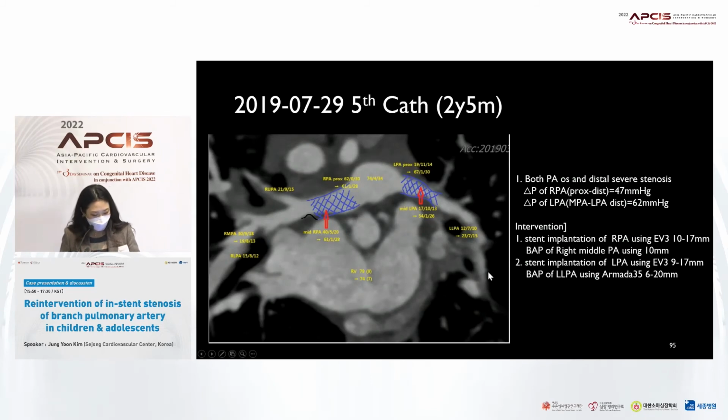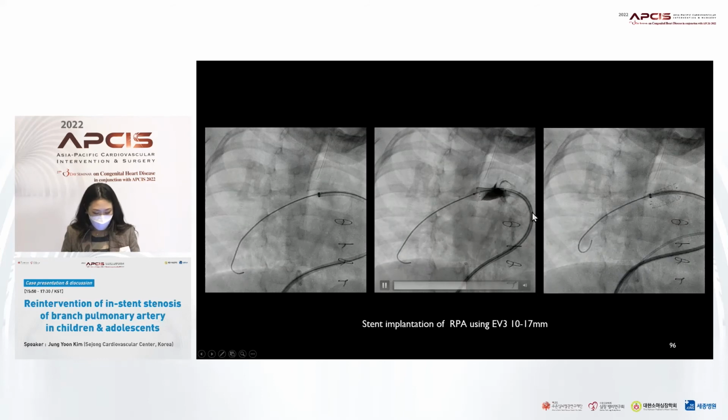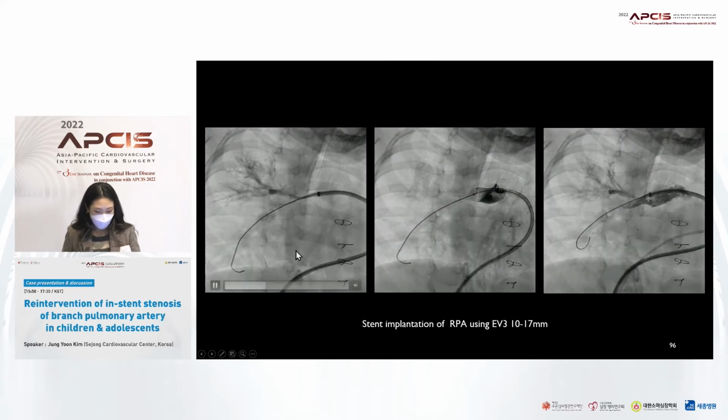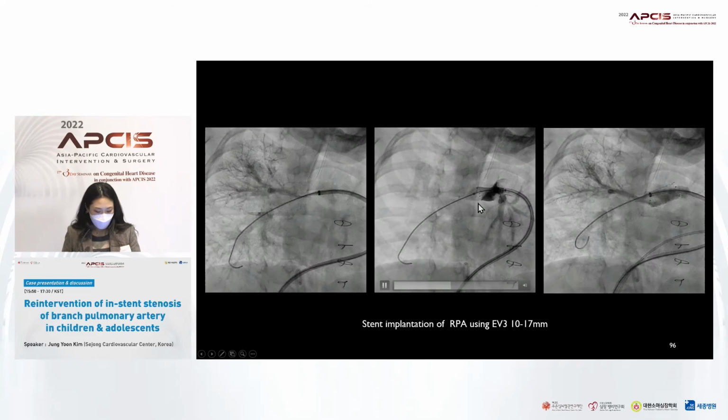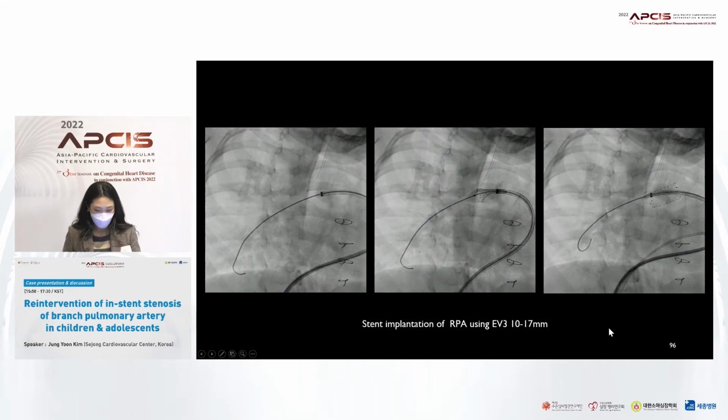Next, at the age of 2 years 5 months, the fifth cath also showed diffuse stenosis of both pulmonary arteries and distal multiple PPS, and the pressure gradient was too high. So we decided to perform stent insertion bilaterally. We performed stent implantation on the RPA with an EV3 10 millimeter stent proximally. So that's the final angiogram.